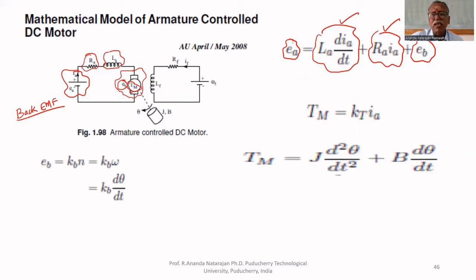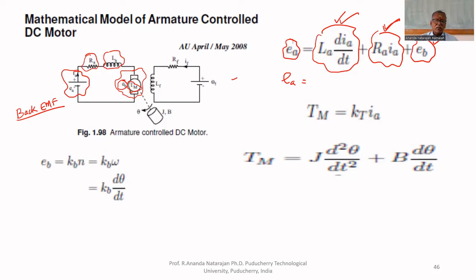Therefore, EA equal to LA dIA by dt plus RAIA plus EB. EB is because of the rotation. So the applied voltage EA equal to LA dIA by dt, the potential drop in the coil, plus the potential drop in the resistance, plus the back EMF.